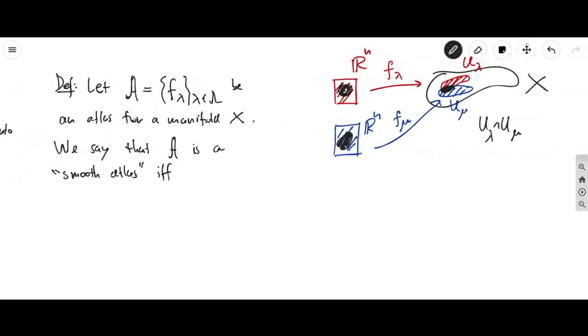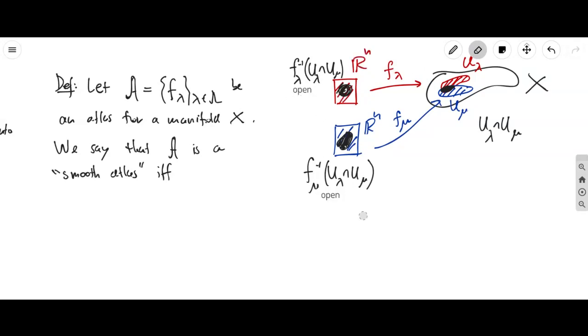This region would be F lambda inverse of U lambda intersect U mu. And this one down here would be F mu inverse of U lambda intersect U mu. And again, if these intersect in an empty set, these are just empty subsets of Rn. These have to be open, right? These are open subsets of Rn. The reason for this is very simple, because this is a continuous map. In fact, it is a homeomorphism. So these are open subsets.